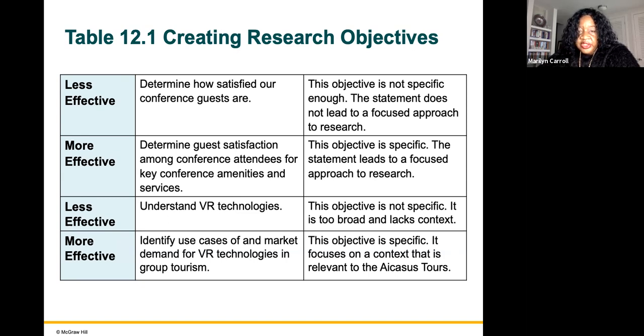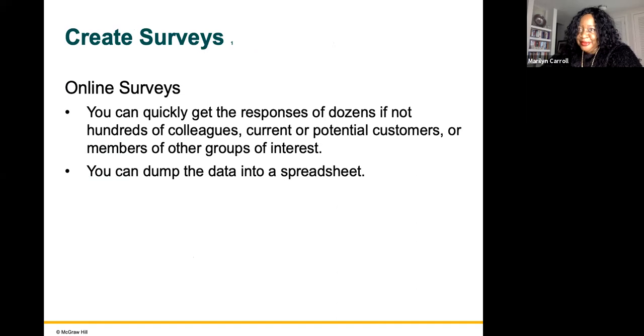Here's another one: understanding VR technologies. This objective is not specific; it's too broad and lacks context. A more effective way of putting this would be to identify use cases of market demand for VR technologies in group tourism. Now, the objective is specific and focuses on the context that is related to the Aircasas tours. I don't know anything about these tours, but we'll see.